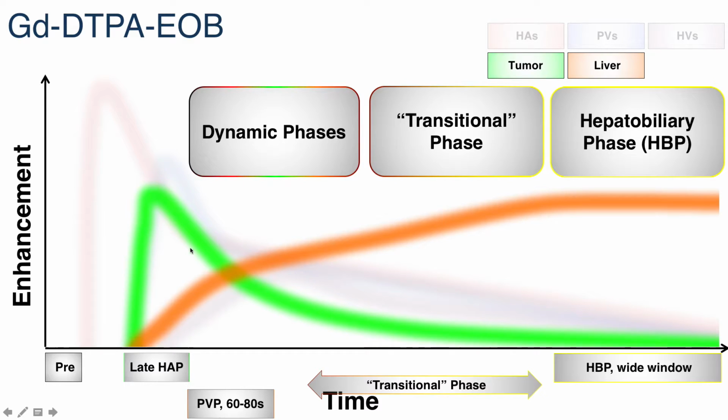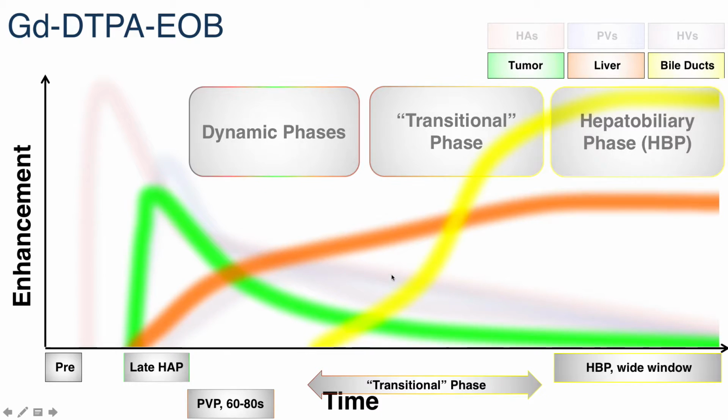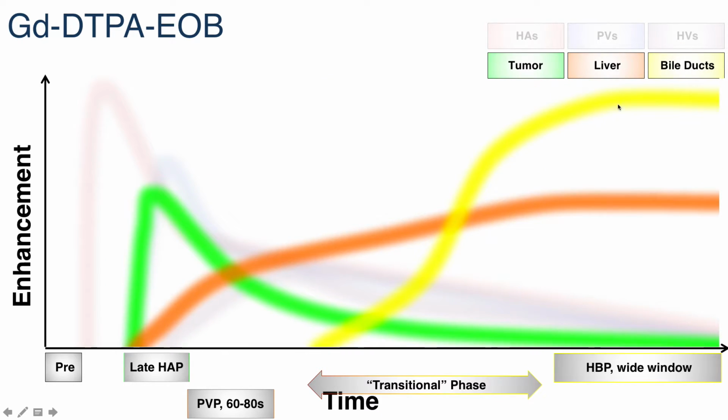Now, after the contrast agent gets into the liver, it starts to get excreted, and typically at about 5 or 10 minutes, we'll see enhancement of the bile ducts as shown over here. And ultimately, the bile ducts will be even brighter than the liver.